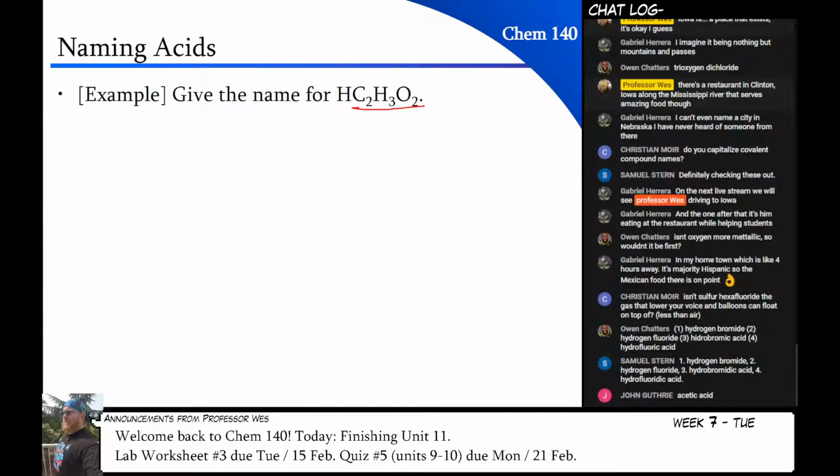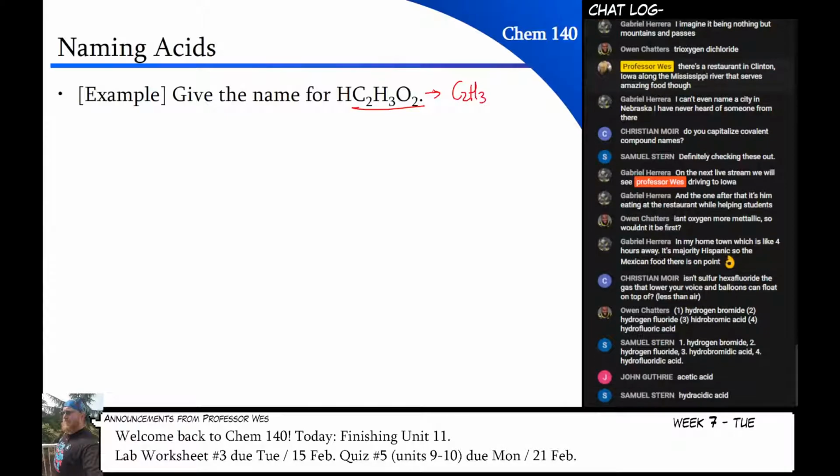All right, let's go over the answer here. So this ion right here is called acetate. If I get rid of the "ate" part, I can call this acetic acid. There you go. No "hydro" on this one, because it is not a binary acid.